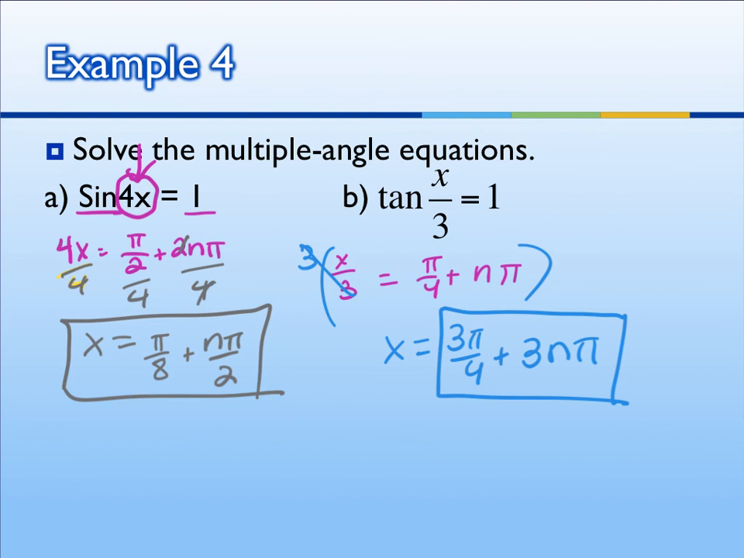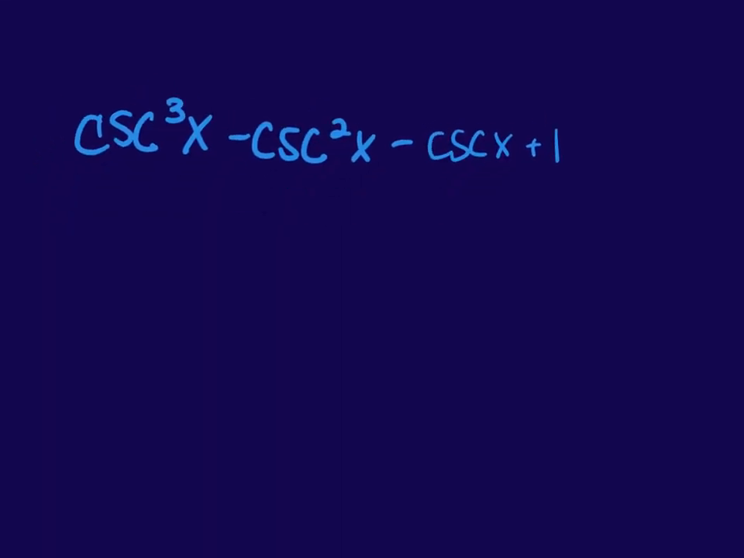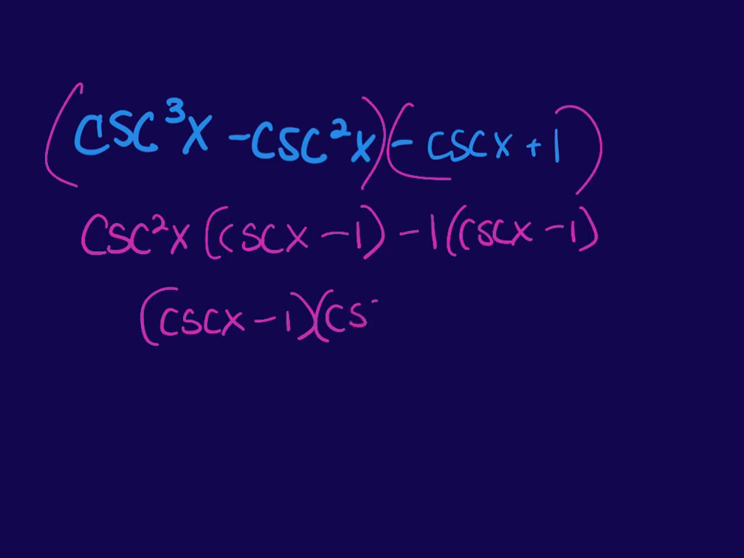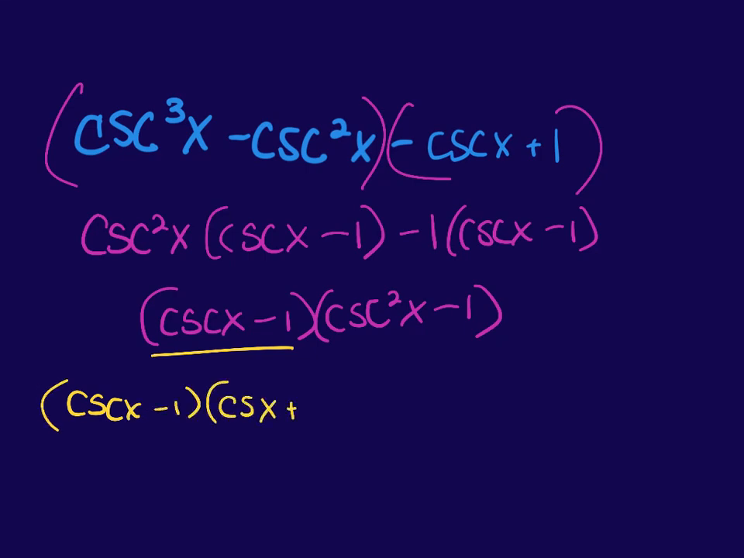Mr. Chris, can I ask a homework question from last night? Sure. So this is factor by grouping. I could take out a cosecant squared here. I could take out a -1. Then the cosecant x minus 1 and the cosecant squared x minus 1 goes together. This stays that. But the second one is the difference of two squares.